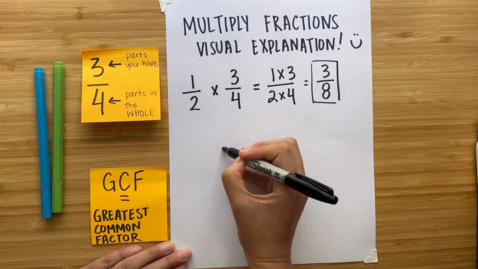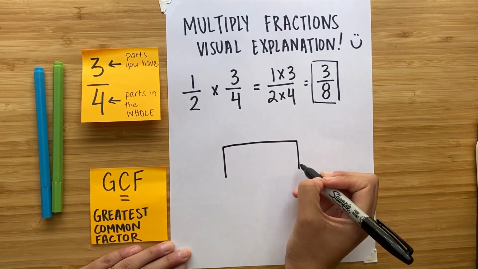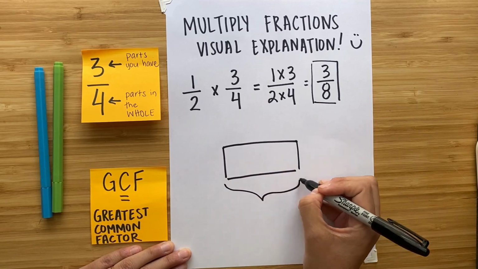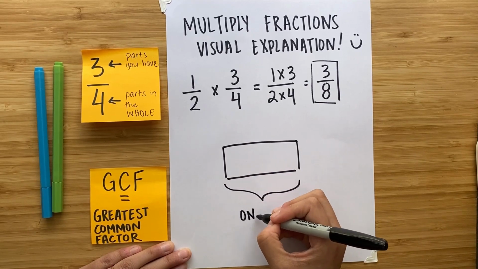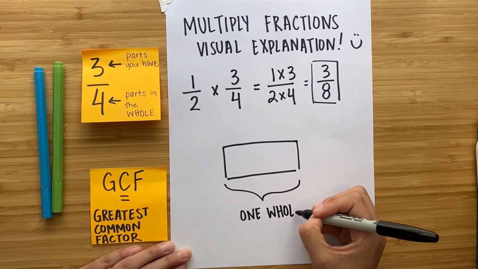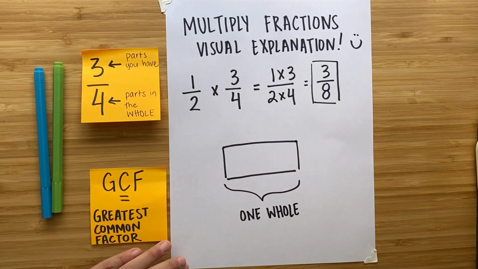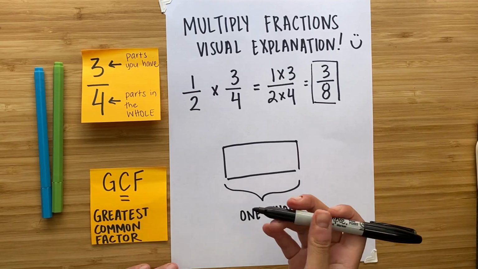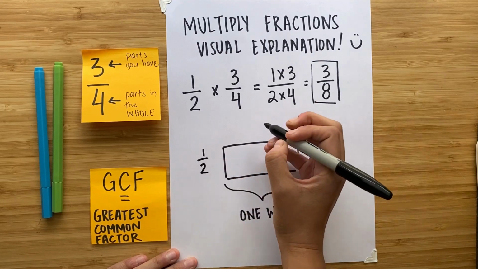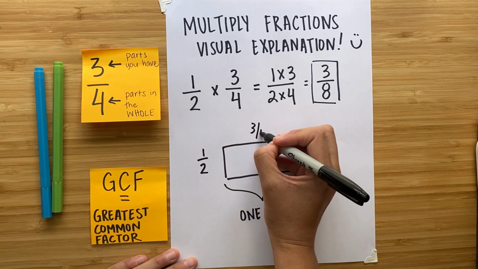In a fraction, we're taking part of a whole. So let's say that this block represents one whole. Could be one whole dollar, could be one whole house, could be one whole pie, one whole. We're going to set up the problem 1/2 times 3/4.